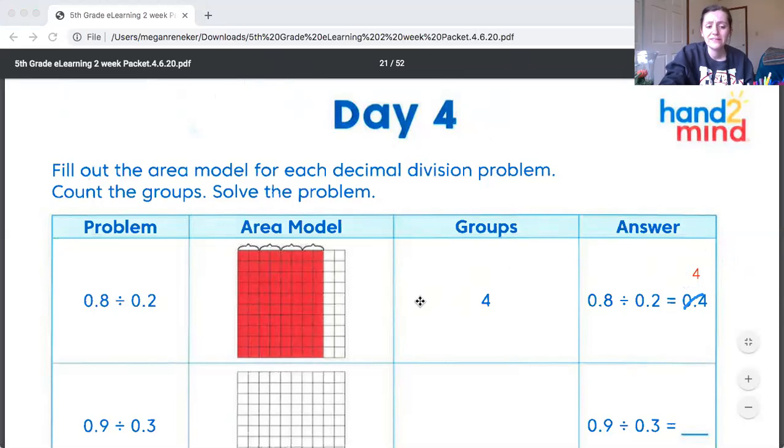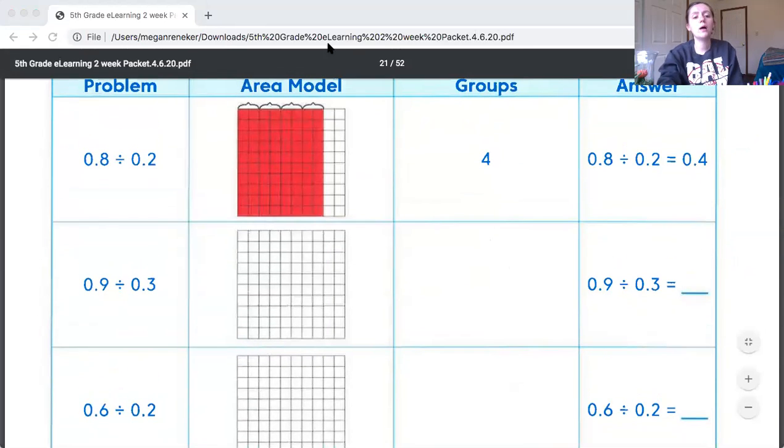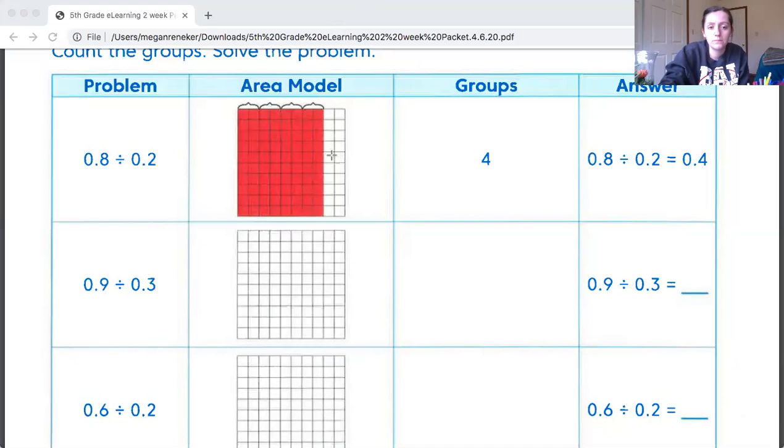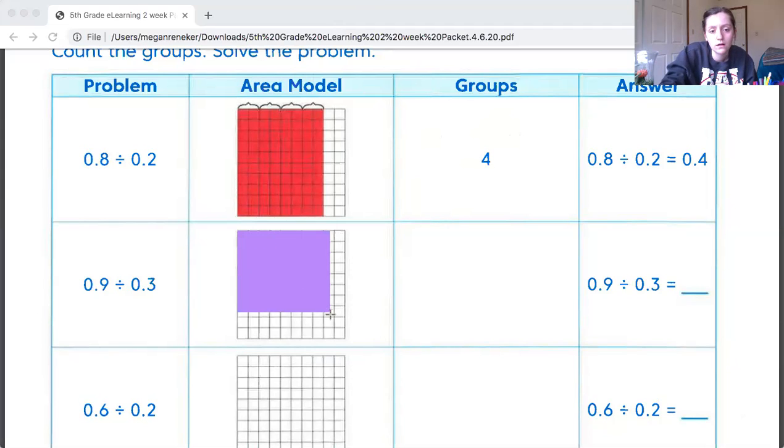Okay? So let's go ahead and walk through problem number 2 together. So I'm going to go ahead and erase these and scroll us down to the problem 9/10 divided by 3/10. So if you remember what I told you guys up top, we're going to start by shading in 9 rows of 10 or 9/10 of this model here. Okay? So I'm going to shade in these 9 rows.